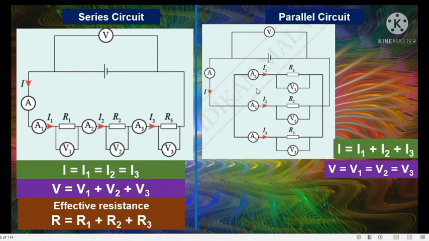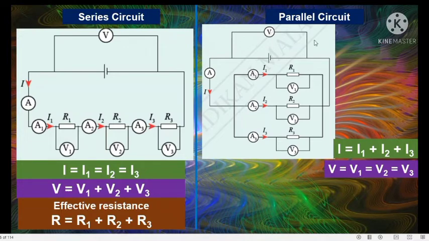Okay, let's look at the parallel circuit. When you mark the current flow, current will flow from the positive terminal to the negative terminal. Total current is I. When it reaches this point, you can see the current splits into three paths. For R1, you can mark I1, R2 is I2, R3 is I3. It means they are sharing the current. So the total current I equals I1 plus I2 plus I3.